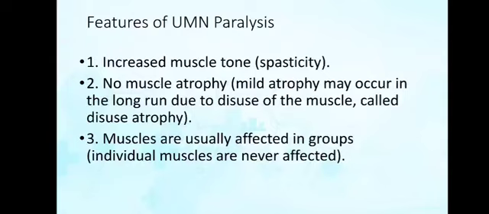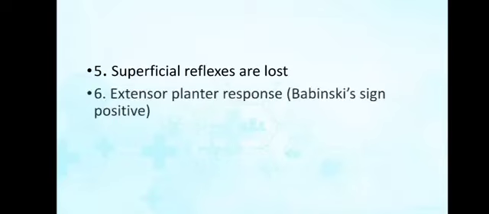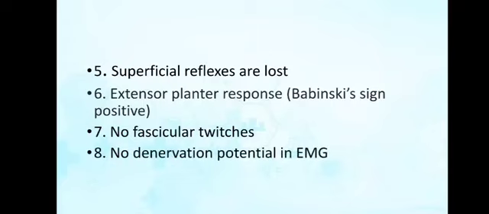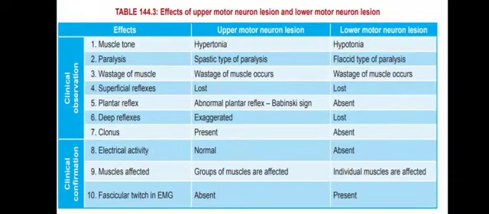Muscles are usually affected in groups. Individual muscles are never affected. The tendon reflexes are exaggerated and superficial reflexes are lost. The extensor plantar response or Babinski sign is positive, with no muscular twitches, no denervation potential in EMG, and normal nerve conduction studies. Now, these are the effects of upper motor neuron lesion and lower motor neuron lesion.